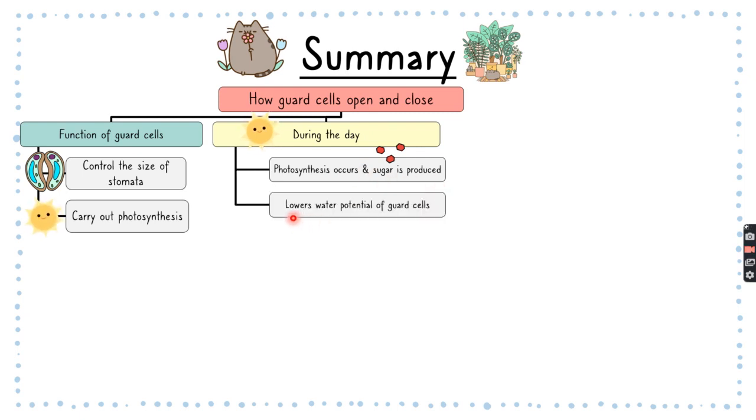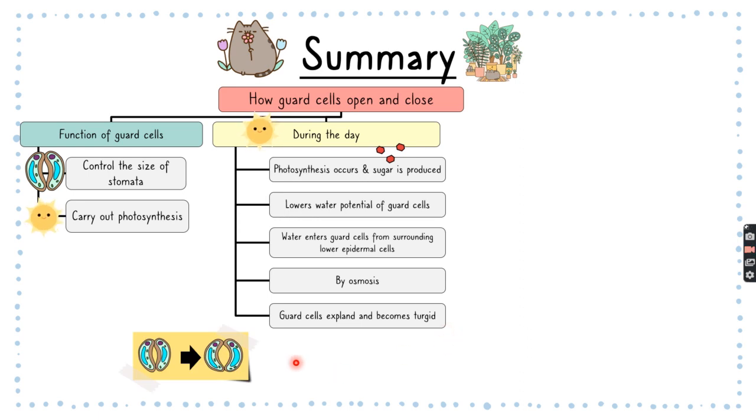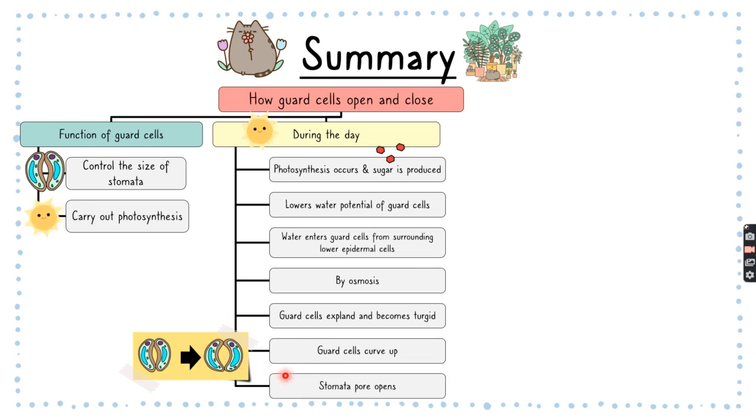So when sugar is produced, this lowers the water potential of guard cells. So what happens now is that water will enter the guard cells from the surrounding lower epidermal cells, which have higher water potential. And this is carried out by the process of osmosis. So as water enters, the guard cells would expand and become more turgid. Being turgid means that they gain in size. And when they do this, because of the differences in the thickness of their cellulose wall, they would actually curve up even more, therefore making the stomata pore open.